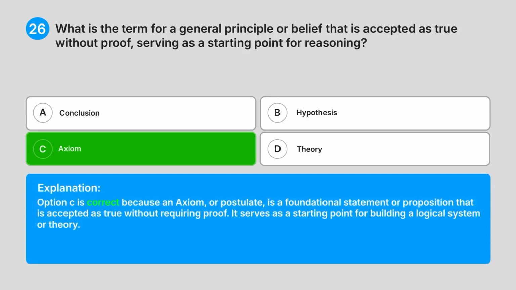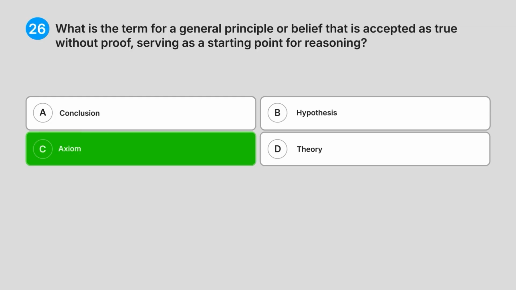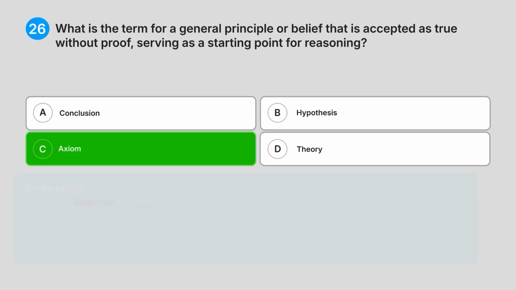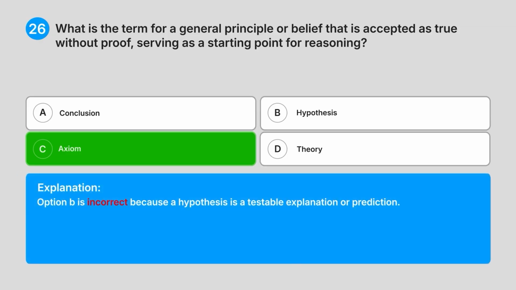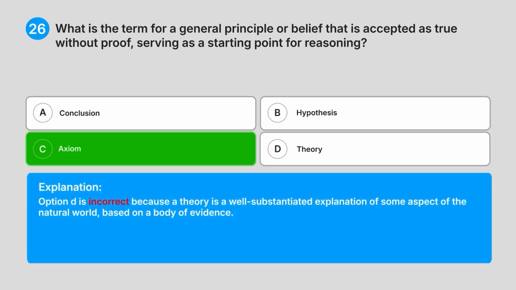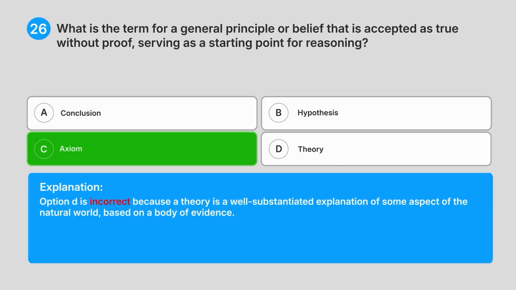Explanation. Option C is correct because an axiom, or postulate, is a foundational statement or proposition that is accepted as true without requiring proof. It serves as a starting point for building a logical system or theory. Option A is incorrect because a conclusion is the end point of a line of reasoning. Option B is incorrect because a hypothesis is a testable explanation or prediction. Option D is incorrect because a theory is a well-substantiated explanation of some aspect of the natural world based on a body of evidence.